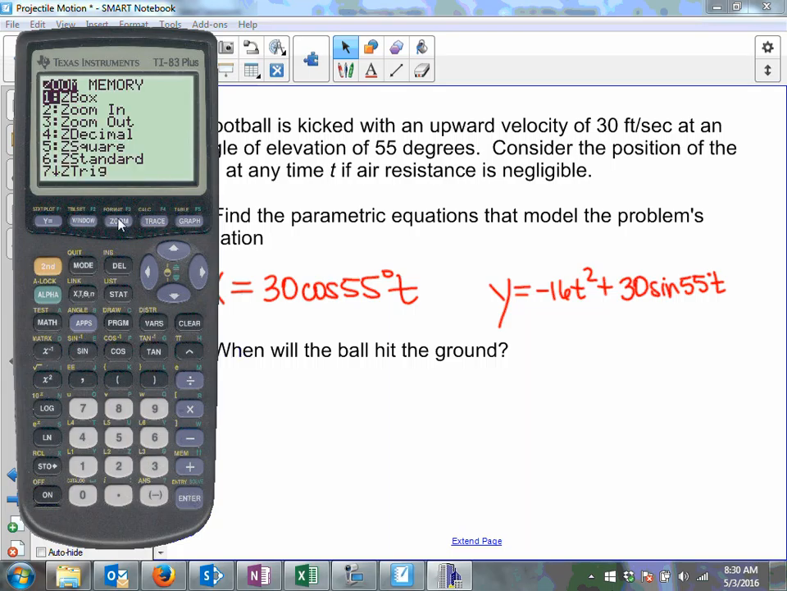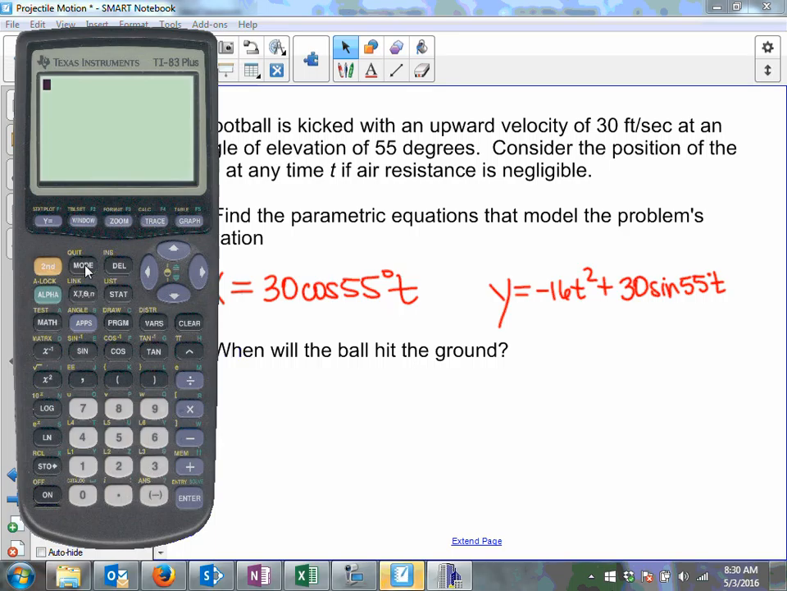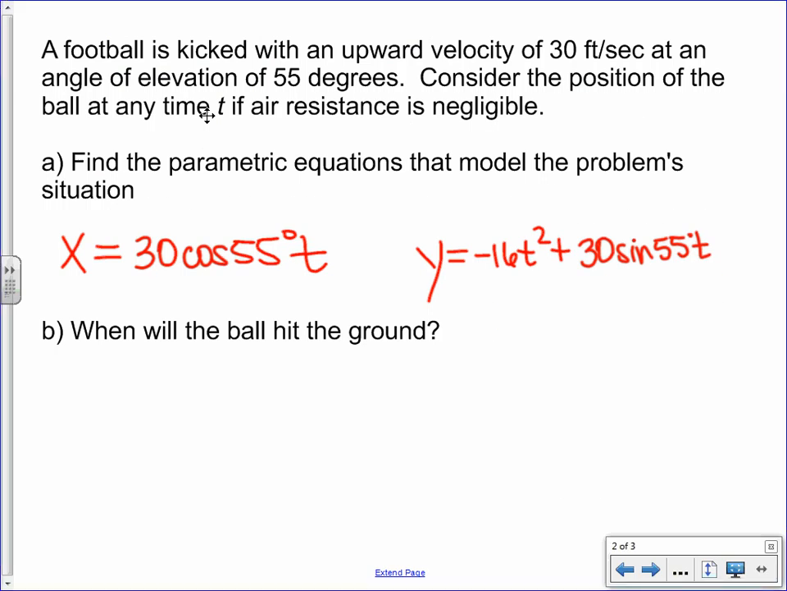Do you see me type something in there? What is going on? Okay, so maybe I won't show you the graph. Thirty cosine of 55t, negative 16t squared plus 30 sine of 55t. Okay, well, I'm sure when you leave, I'll figure out what happened in my calculator. Okay, but we have a parabola is what's happening. All right.